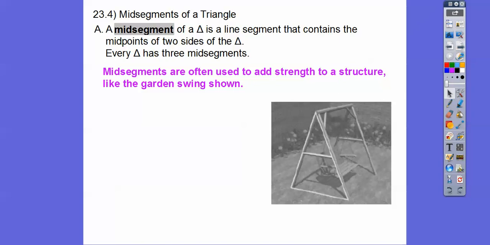Mid-segments are often used to add strength to a structure. Here's a swing set right here. If you have a wooden fence in your backyard, there's always a diagonal 2x4 going down the side of it. It almost looks like a Z, and that diagonal is what's adding the strength to your gate. Otherwise, the gate would be all flimsy and floppy and fall over.